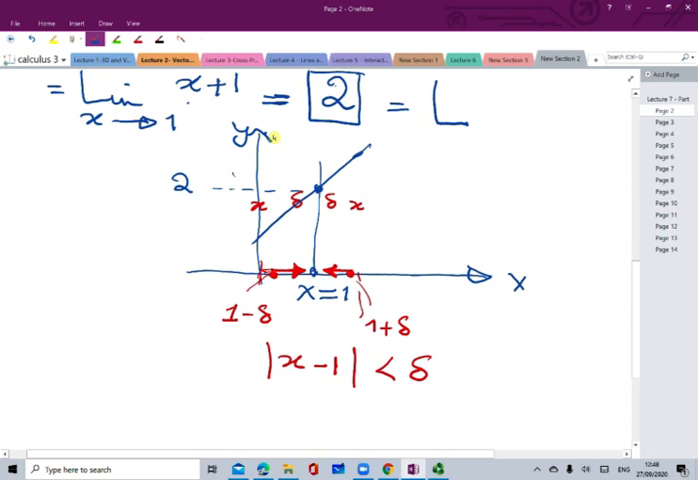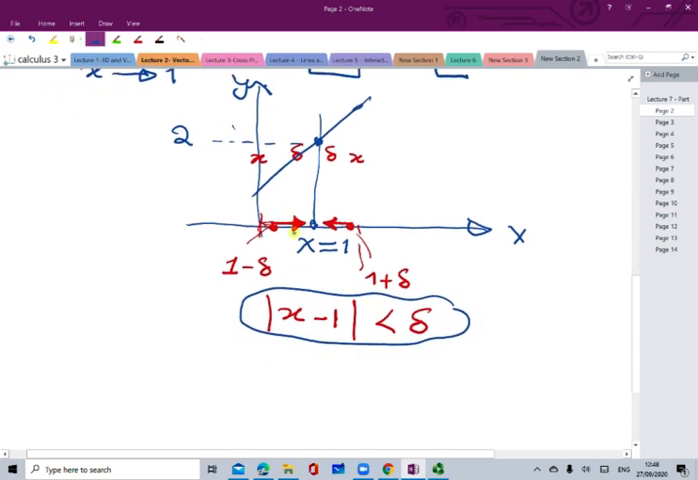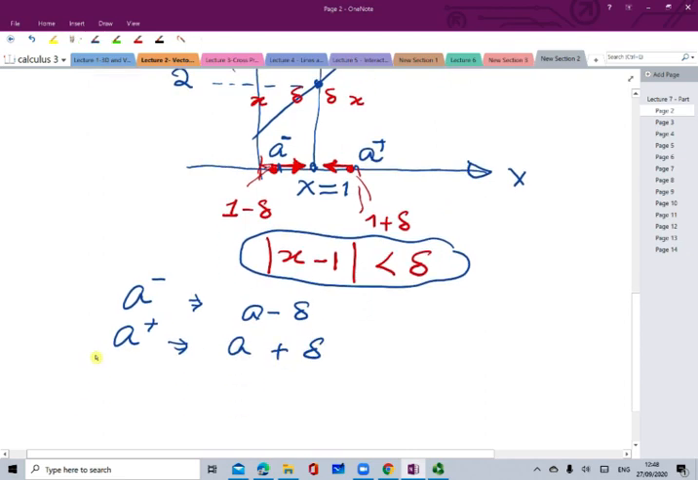Okay, so this is the notation that we use. We understood that I'm approaching from here. The notation usually used was a minus and a plus. When we say a minus, it means that I'm approaching from a point x minus delta. When I'm talking about a plus, I'm approaching from a plus delta. Okay, so this is what we mean by a minus and a plus.